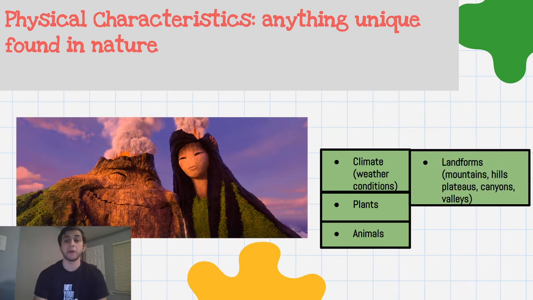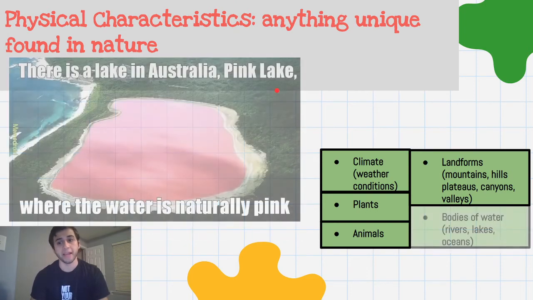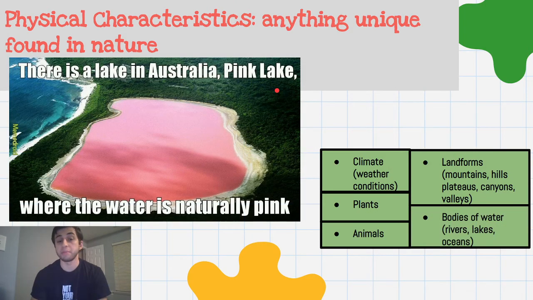Landforms, like mountains, hills, plateaus, canyons, and valleys. What kind of landforms makes your place unique? And lastly, bodies of water. Some places have no water. Some places have rivers. Some places have lakes or oceans. Hey, some places even have pink lakes.